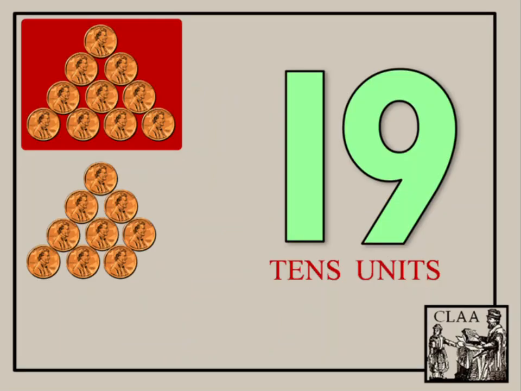If you look at the number 19 when it's written with numbers, you can see that there is a 1 in the tens place and a 9 in the units place. And what that means is that the number 19 contains one set of 10, which you can see in the red box, and 9 more units, which you can see below the red box. One set of 10 and 9 more units makes the number 19.